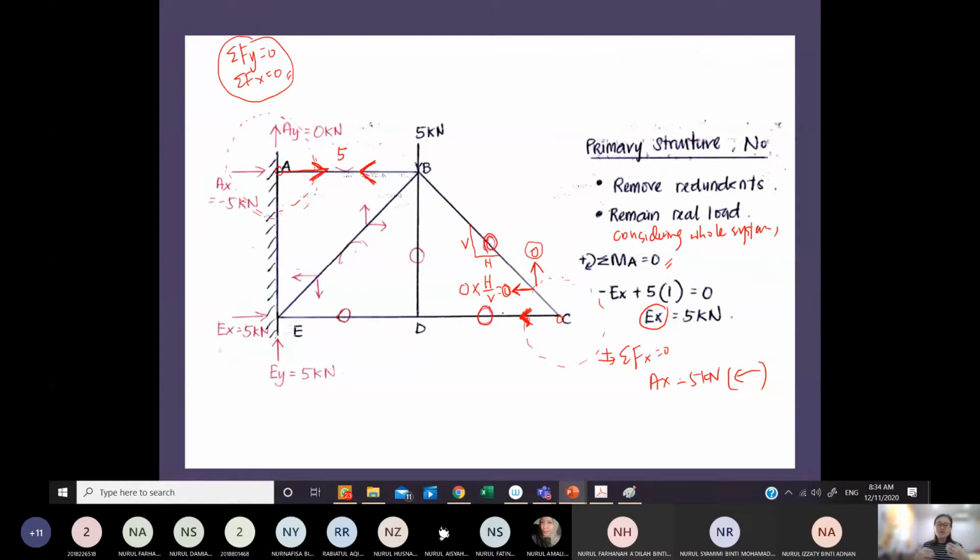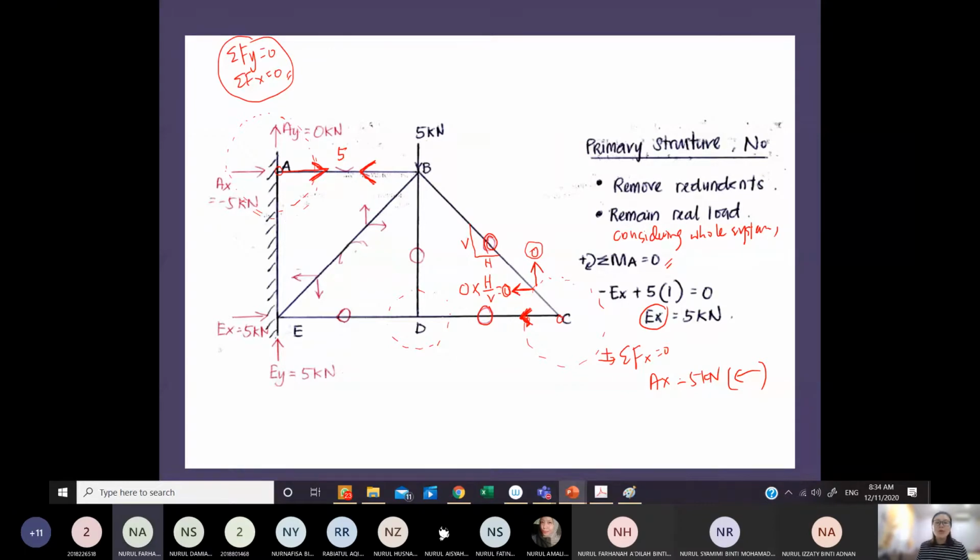Okay, so you can move to a joint, let's say joint D. Now at joint D, class, may I know how many vertical force components are at D? One. One. And then how about horizontal?